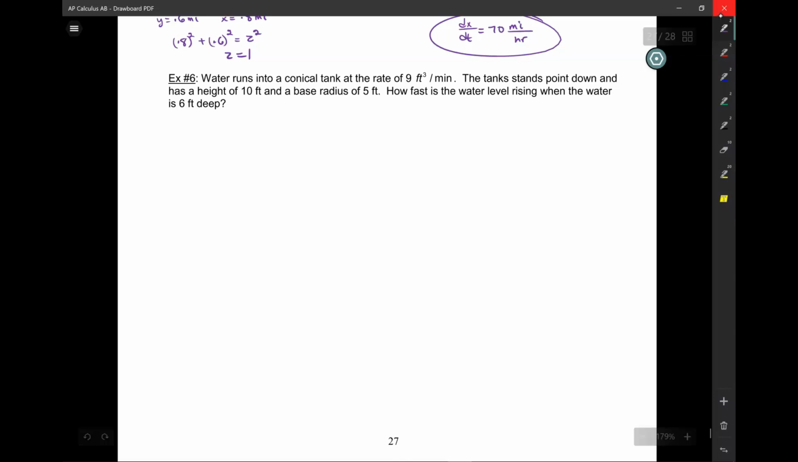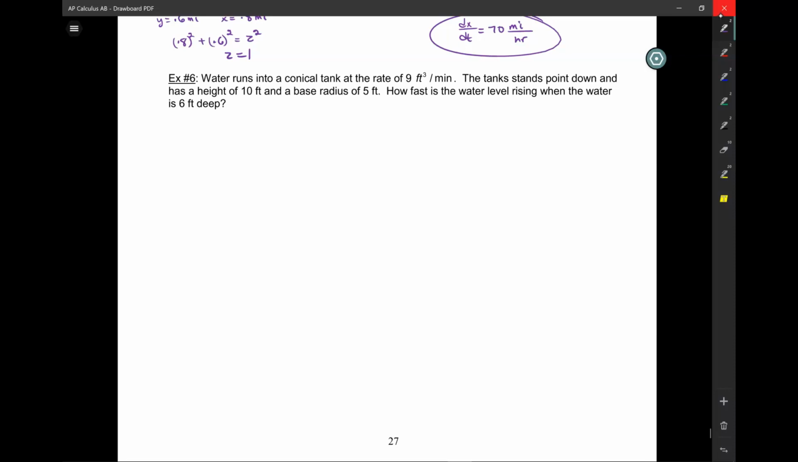Water runs into a conical tank at a rate of 9 cubic feet per minute. What is a conical tank? Do you know what a conical tank is? It's a tank in the shape of a cone, right?